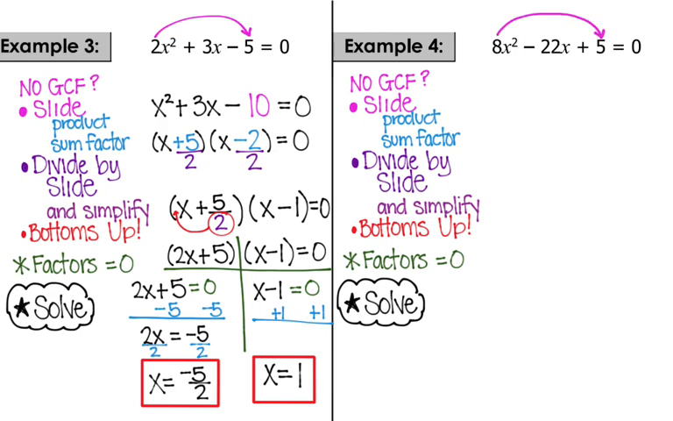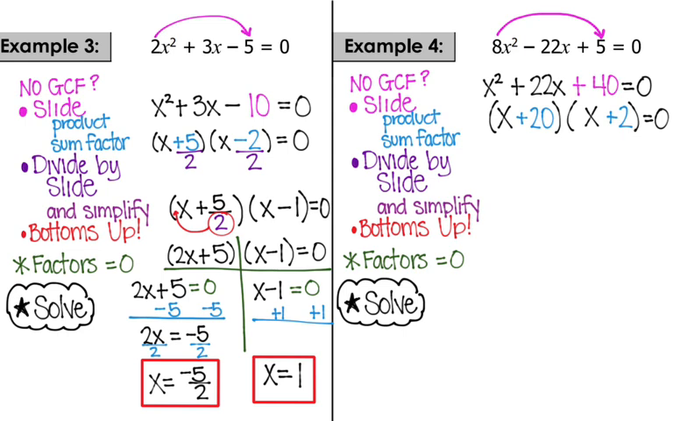So sliding 8. 8 times 5 is 40, so we end up with this quadratic. Now we do the factorization of this quadratic with the product sum. What multiplies to give us 40, but adds to give 22? Well, that would be 20 and 2. So we have the factorization. Now, this is the factorization of this problem that we slid.